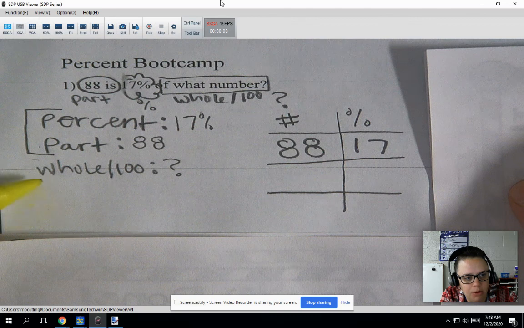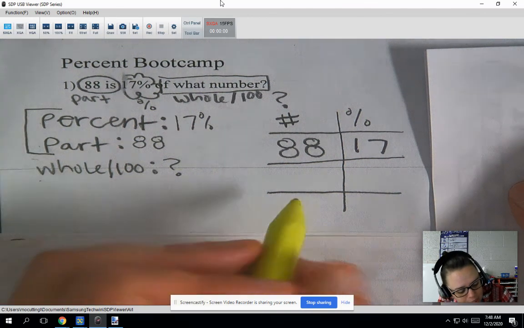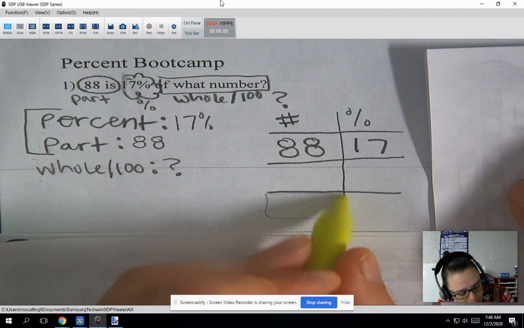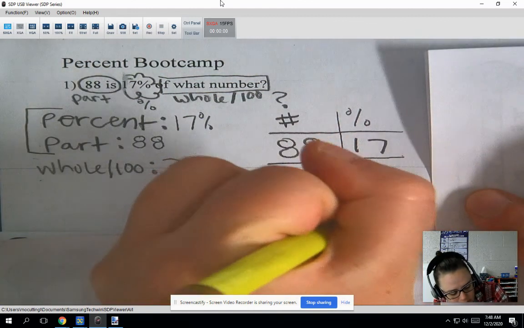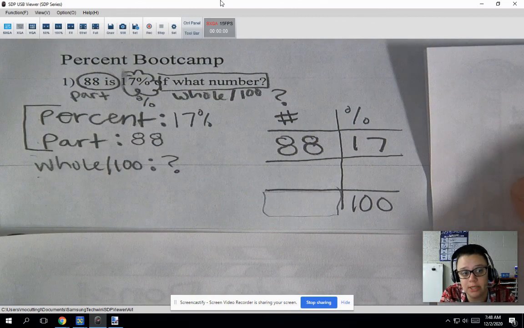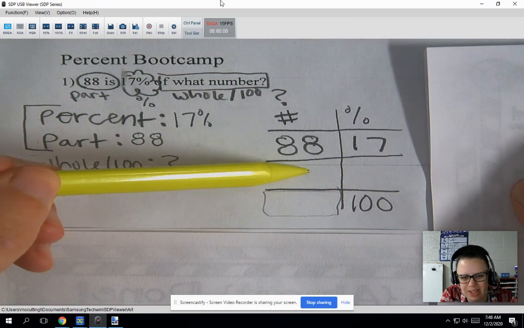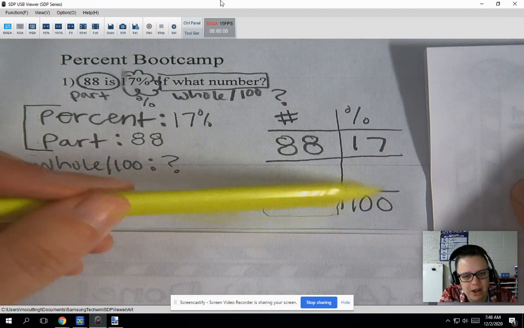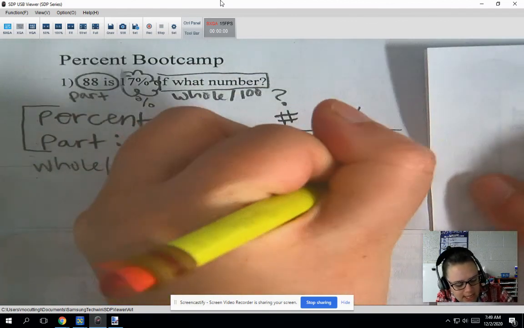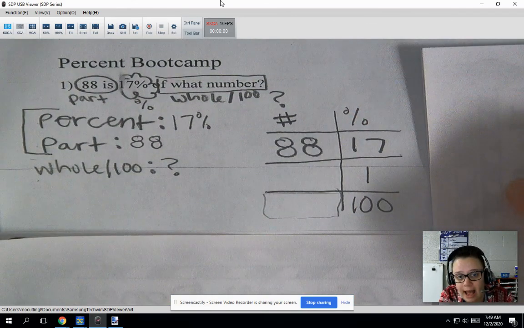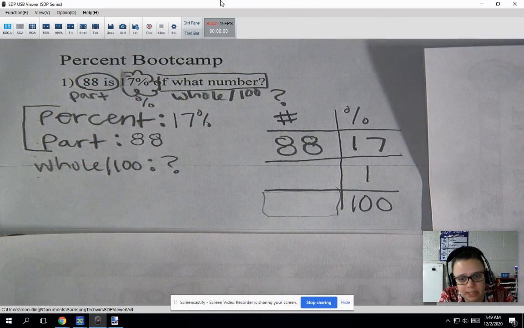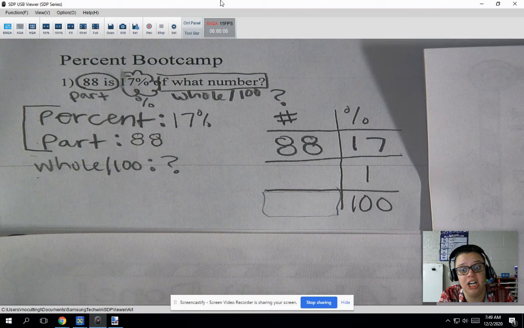So then my whole slash 100, I don't know what my whole is, but I know it's going to be 100% because my whole is always 100%. Okay, so then if I were to put my 1 on this side, that wouldn't really help me get here. So I want to put my 1 on this side because this side has more information. And now it is normal table business. Same thing we've been doing for what seems like forever.